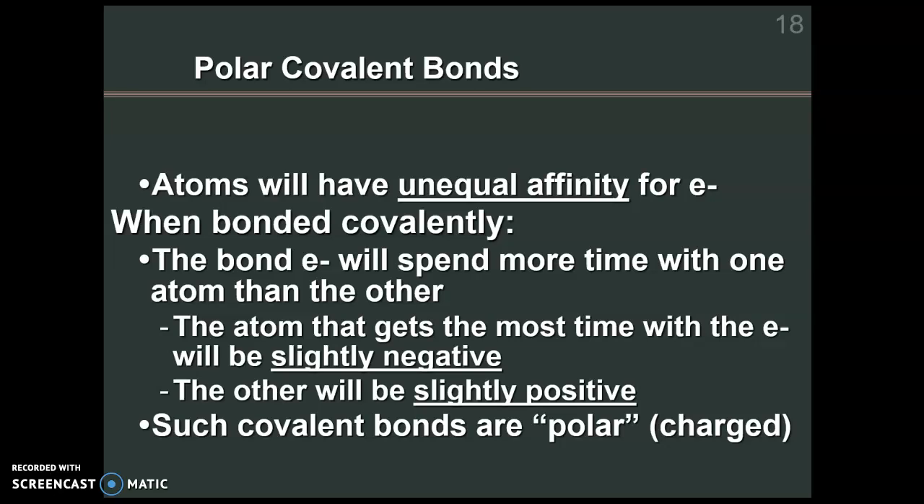Polar covalent bonds occur when we have atoms that have unequal affinity for the electrons. So one atom really wants the electrons, the other atom not so much. So when bonded covalently, the bonded electron will spend more time with one atom than the other. So that atom that gets the electron more becomes slightly negative. The other atom becomes slightly positive because it doesn't have that negative charge around it. So now we have a slight charge on this molecule and we call it polar. It's got polarity.